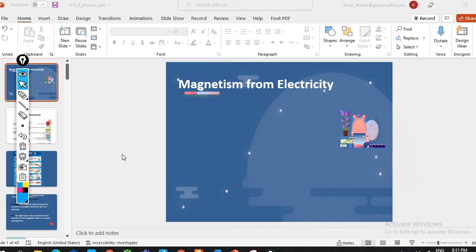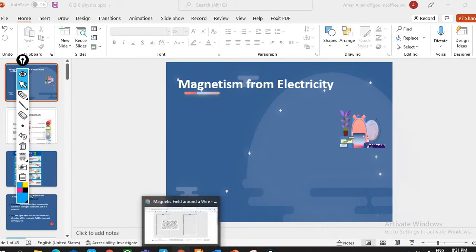Actually, physicists found a strong relationship between them. That's that magnetism can be produced by electricity. Easily, keep in your mind, if we have a wire and there is electric current passing through this wire, this will create a magnetic field around it.